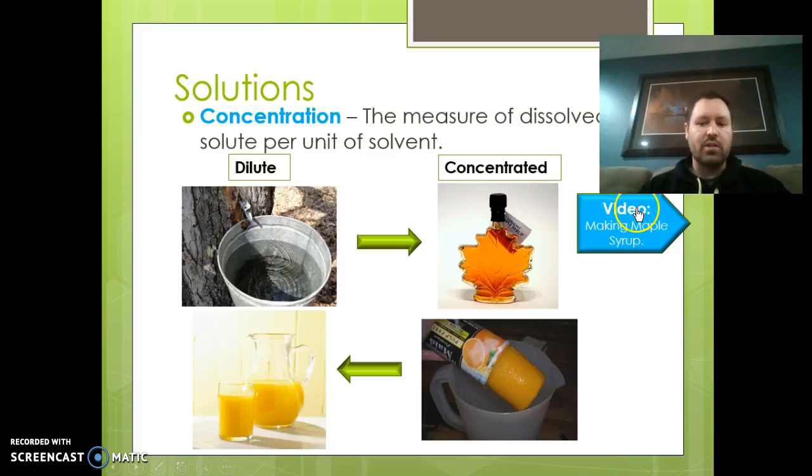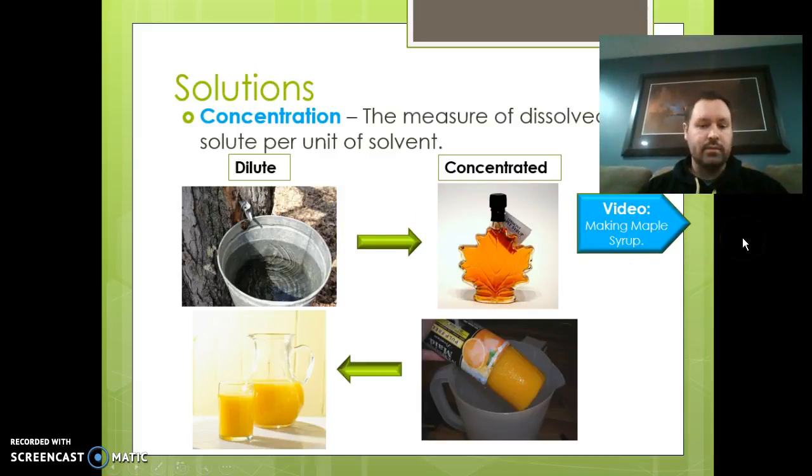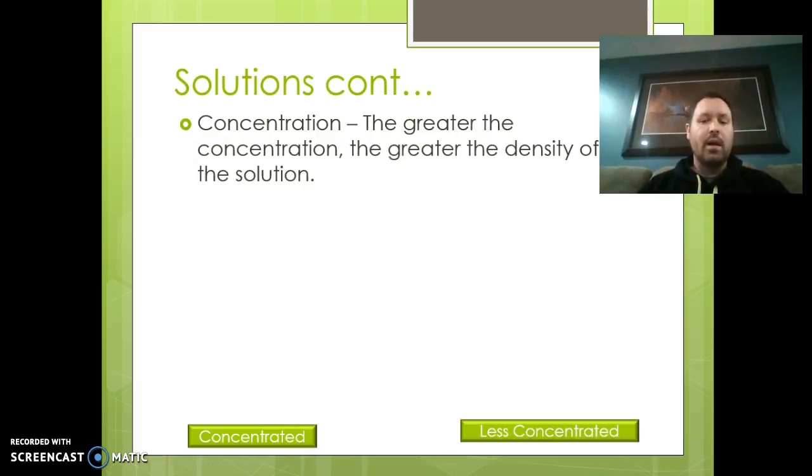But it's a sugar shack, and what they're doing is they're evaporating the solvent, which would be the water, in order to create a higher concentration of solute, which would be the sugar, in order to make maple syrup in Canada. Eh? Okay. Next, solutions.